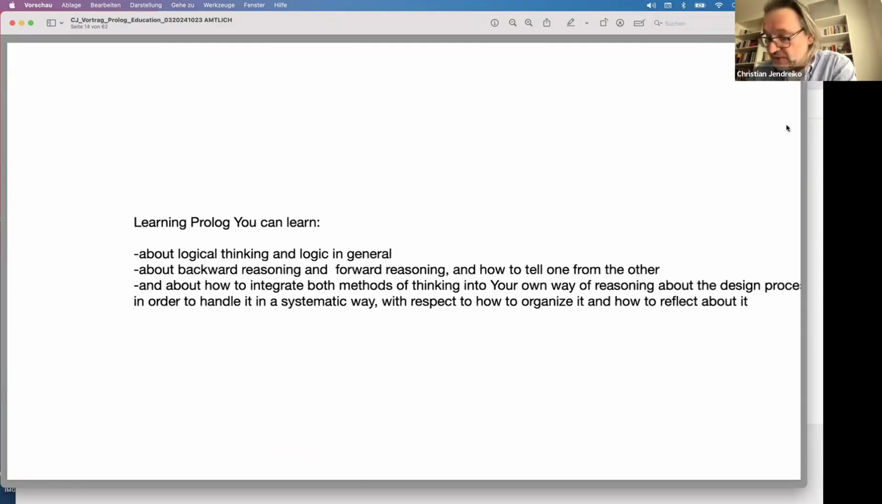Learning Prolog, you can learn about logical thinking and logic in general, about backward reasoning and forward reasoning, and how to tell one from the other, and about how to integrate both methods of thinking into your own way of reasoning about the design process in order to handle it in a systematic way with respect to how to organize it and how to reflect about it.